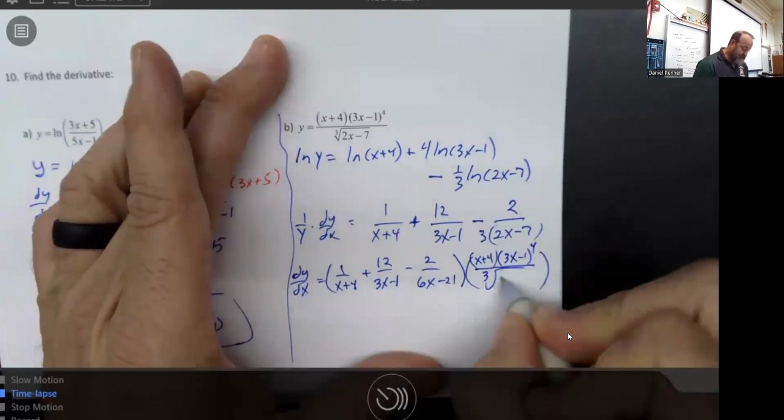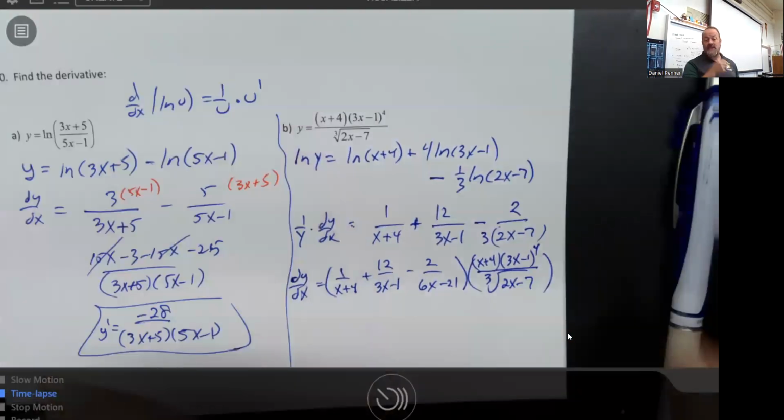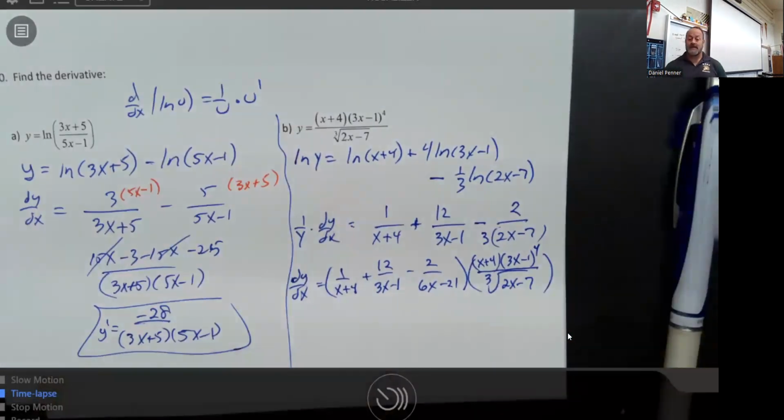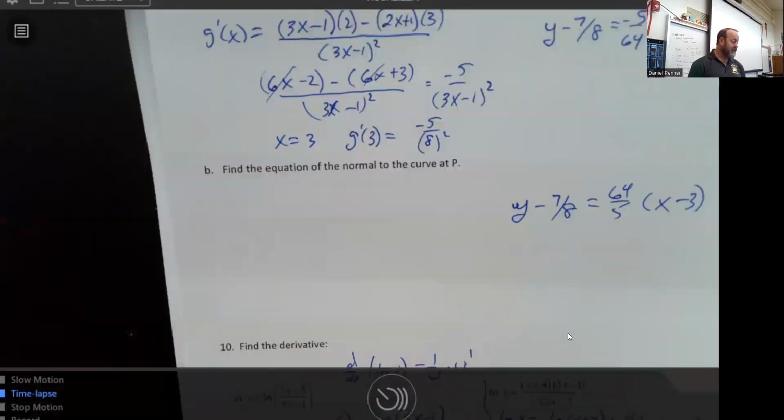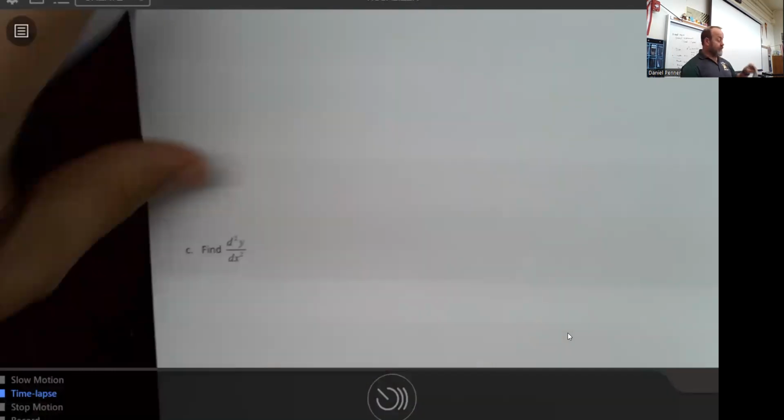Now, in this particular case, I don't see a whole lot of mileage in trying to simplify that because it's going to blow up pretty rough. And so I think we're going to leave that one as it stands right now. So that was number 10. Okay, off to number 11.